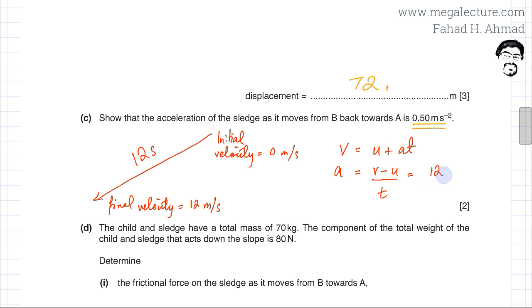The final velocity is actually 6 meters per second. I've actually made a mistake over here. So it's 6 meters per second in the graph. So it's 6 meters per second minus the initial velocity, which was 0, and the time it took was 12. So according to this, my acceleration is coming out to be equal to 0.50 meters per second square. So this is my answer, and this is the value that I have proved.